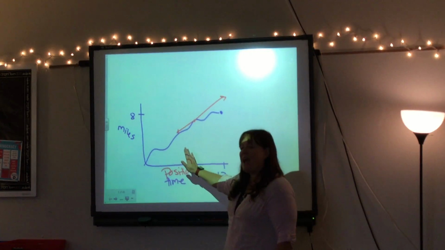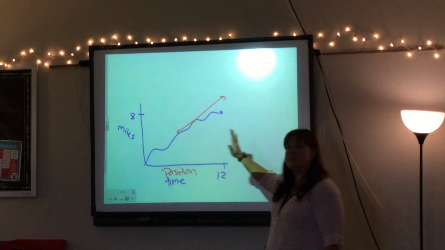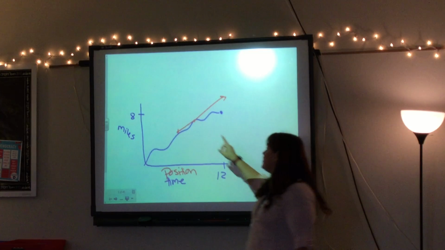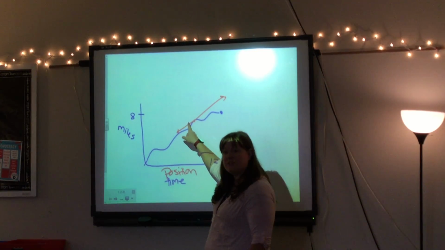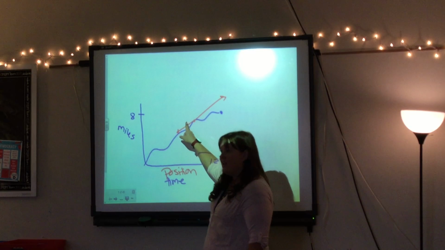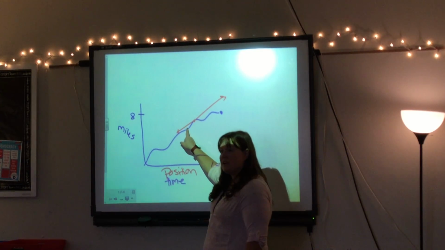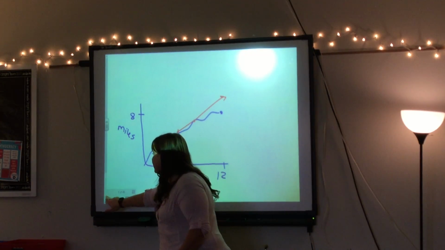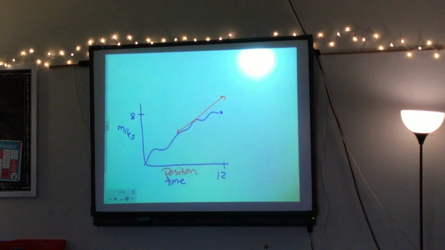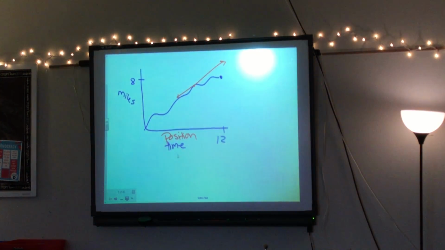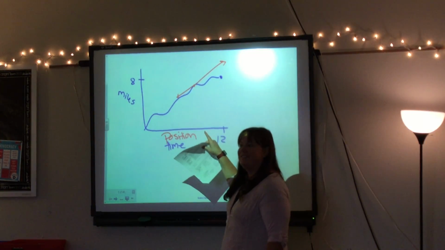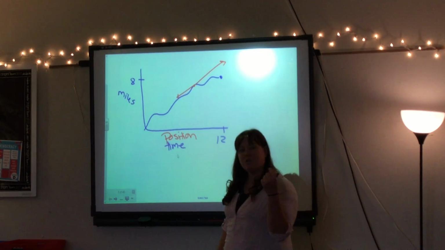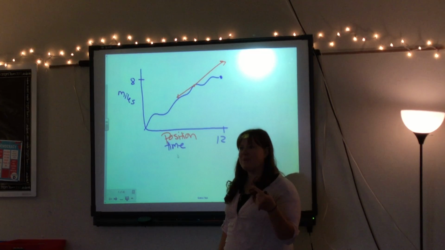Position function. And then the derivative of this function is my velocity. So the derivative at this point is my velocity at that time. So my derivative is my instantaneous velocity at any given point. But I could graph that. I could graph my derivative.